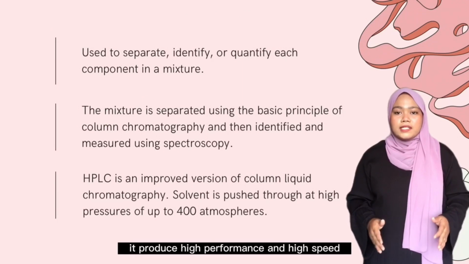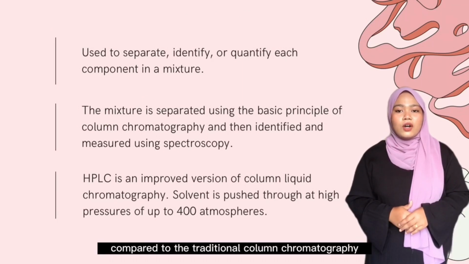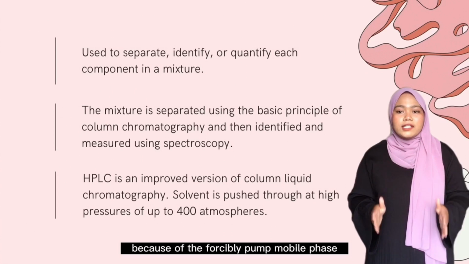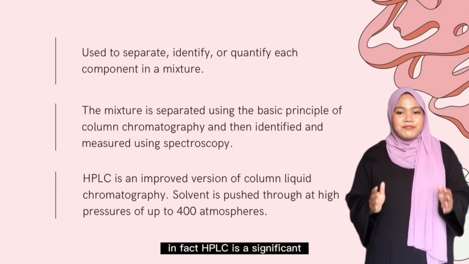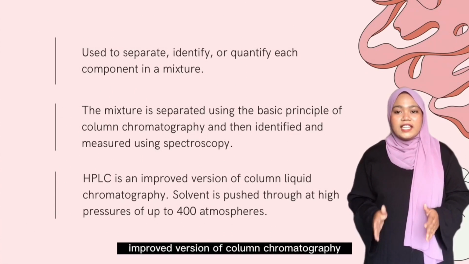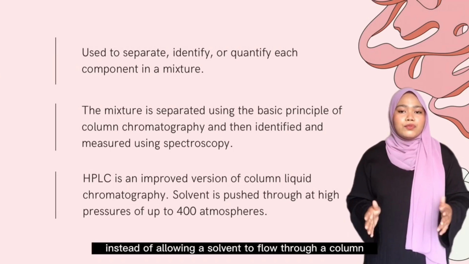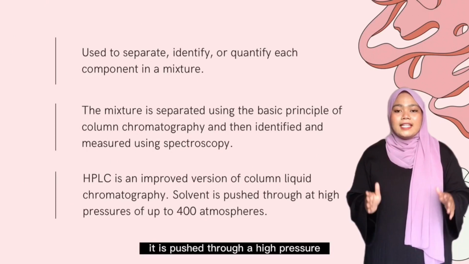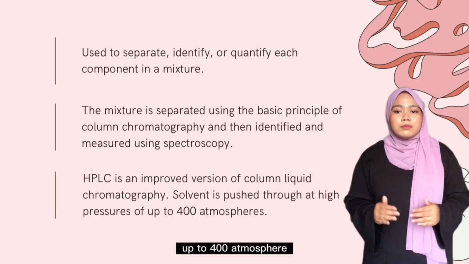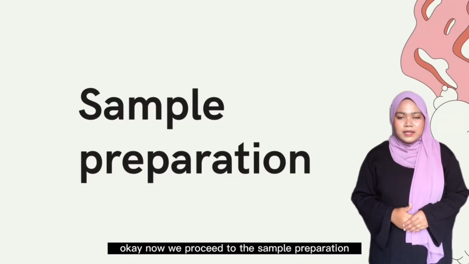It produces high performance and high speed compared to the traditional column chromatography because of the forcibly pumped mobile phase. In fact, HPLC is a significantly improved version of column chromatography. Instead of allowing a solvent to flow through a column under gravity, it is pushed through at a high pressure of up to 1400 atmospheres. Okay, now we proceed to the sample preparation.